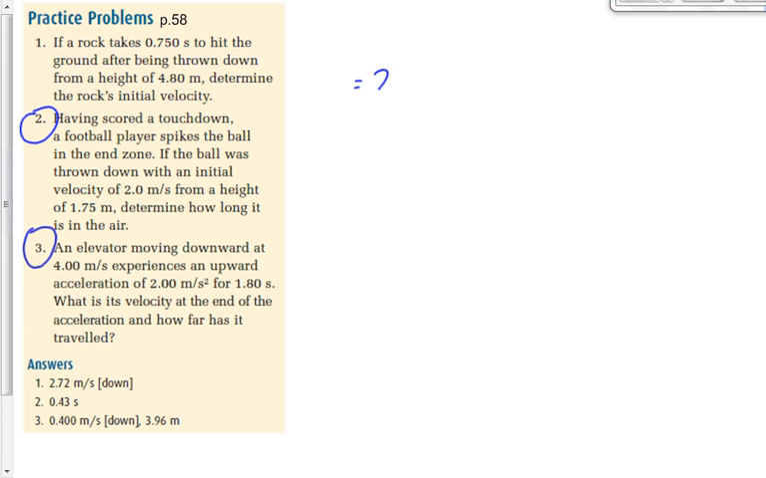Okay, what do we got here? 2.0 meters per second. That's going to be a V, right? Is it going to be Vi or Vf?